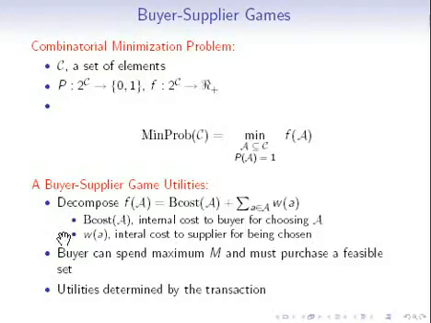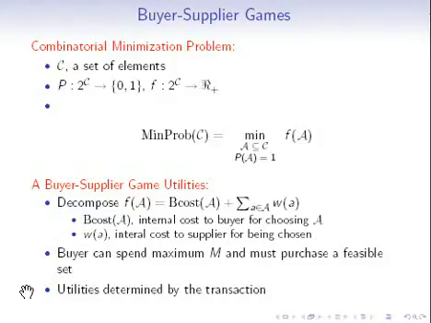Second, we're going to have an internal cost for each supplier. This internal cost basically captures the cost to the supplier of being chosen by the buyer. Since the supplier has to provide some services, this is a natural thing to include in our model. To make the model even more realistic, we're going to add a maximum amount of money M that the buyer is allowed to spend to purchase a feasible set of suppliers. And the utilities are ultimately determined by the purchasing transaction that happens between the buyer and the suppliers.